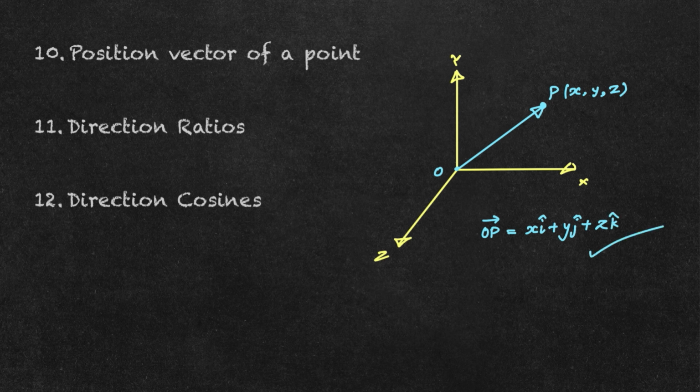And one thing we have to remember, that if there is a vector AB, let us say, then this vector AB can be written as position vector of B minus position vector of point A. This also we have to remember.